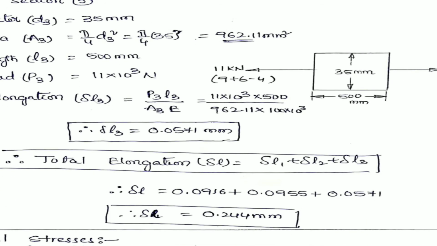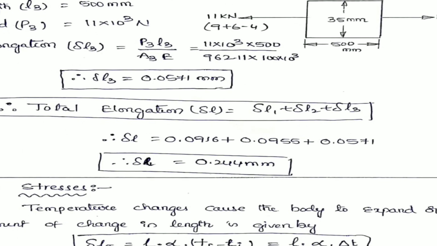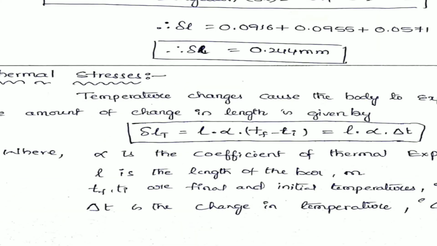The total elongation of the above problem, total elongation delta L, is equal to delta L1 plus delta L2 plus delta L3. Delta L1 is equal to 0.0916, delta L2 is equal to 0.0955, plus delta L3 is equal to 0.0571. Finally, delta L is equal to 0.244 mm.